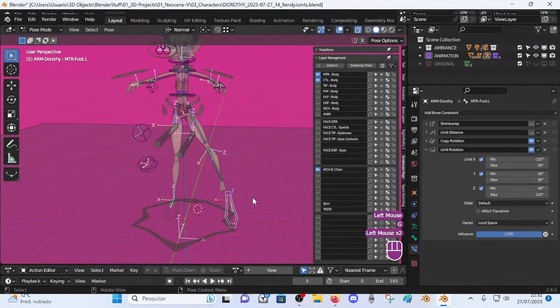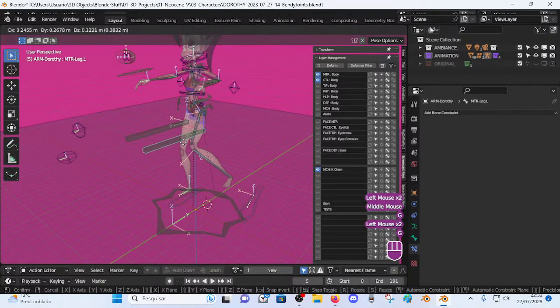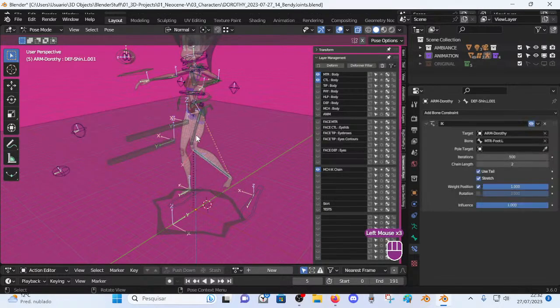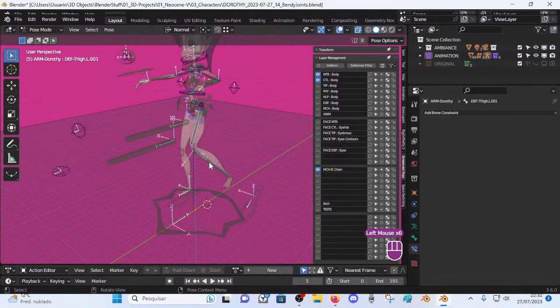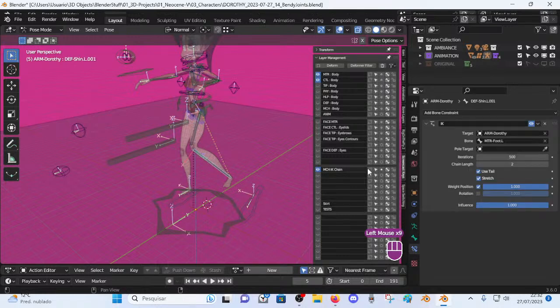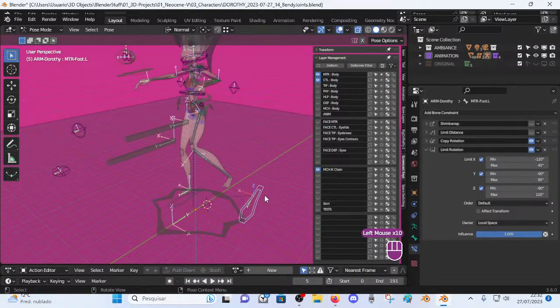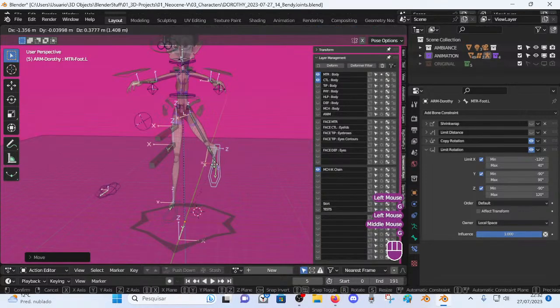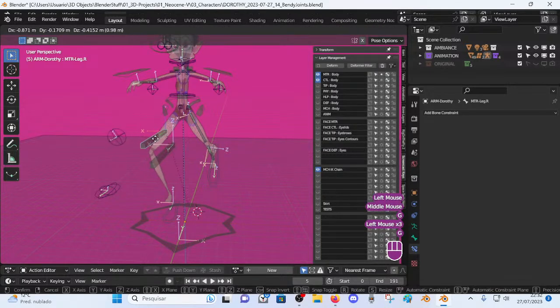Wait, why? Now this doesn't work. These bones aren't related. This IK chain has nothing to do with the rest of the rig. So why did this stop responding?